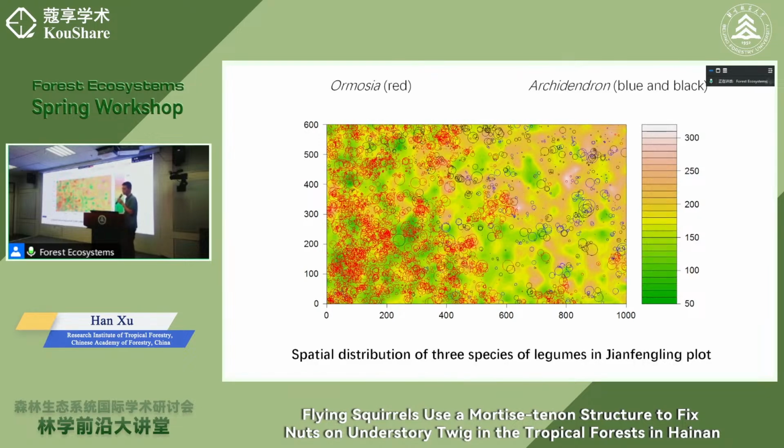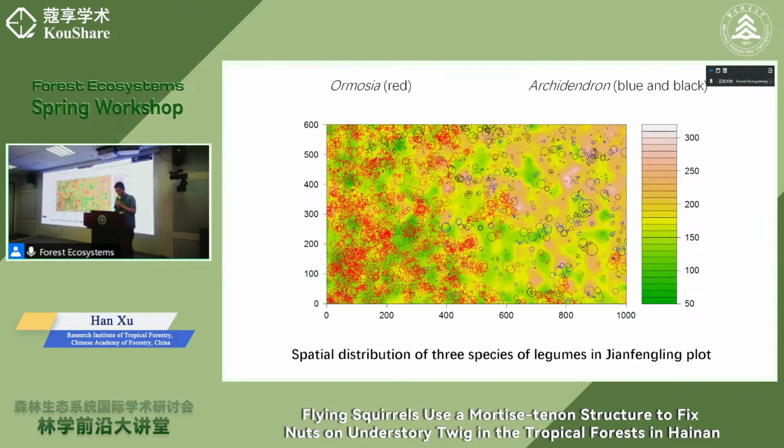We can also find that for the legumes, because legumes can fix nitrogen, the red circles are Ormosia, which is one genus of legumes. And the black and blue circles are Archidendron, another legume genus in Fabaceae. But these two legume groups utilize different soil nitrogen habitats. Ormosia prefer the low nitrogen area, but Archidendron prefer the high soil nitrogen habitats.